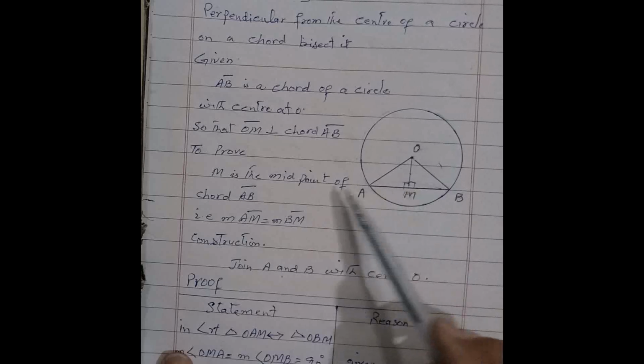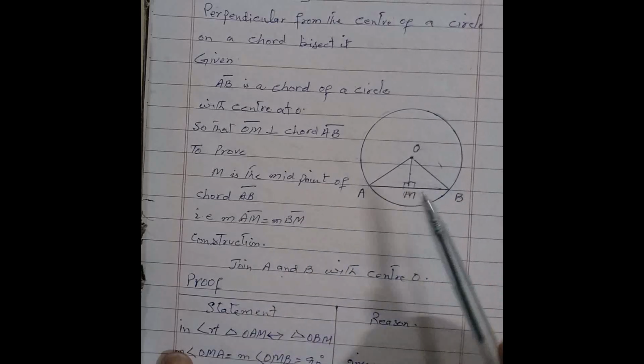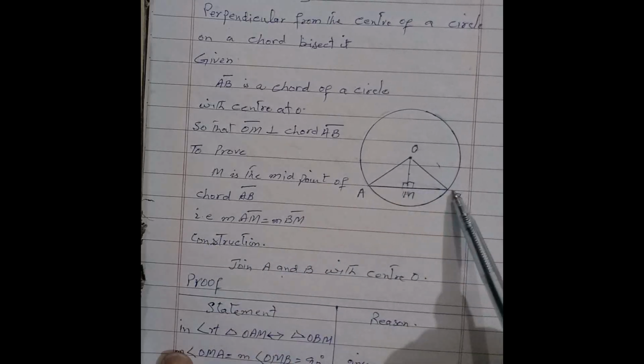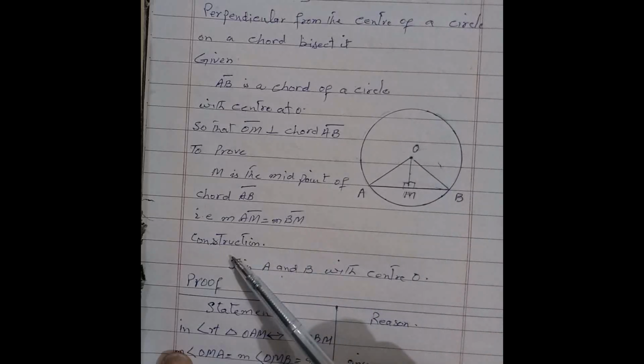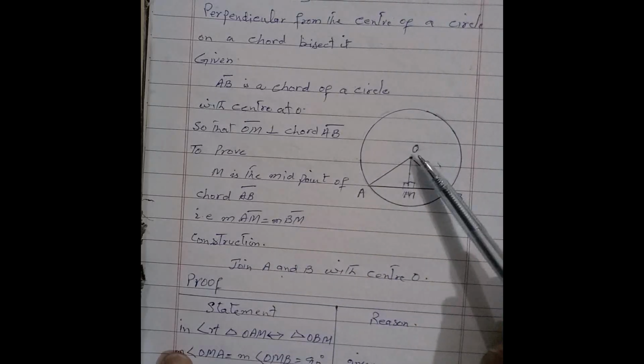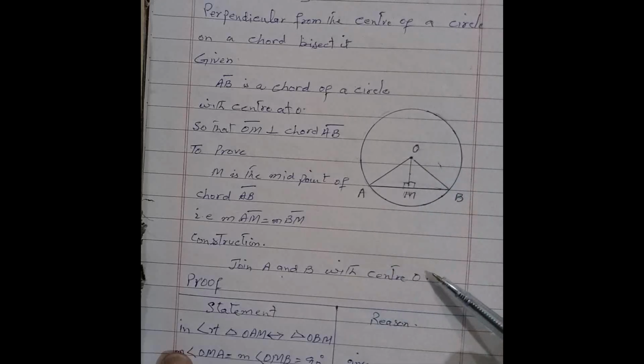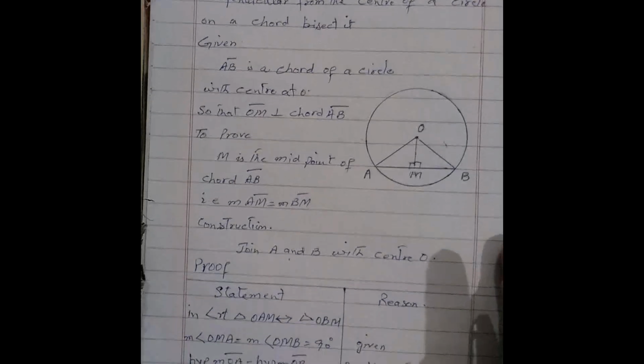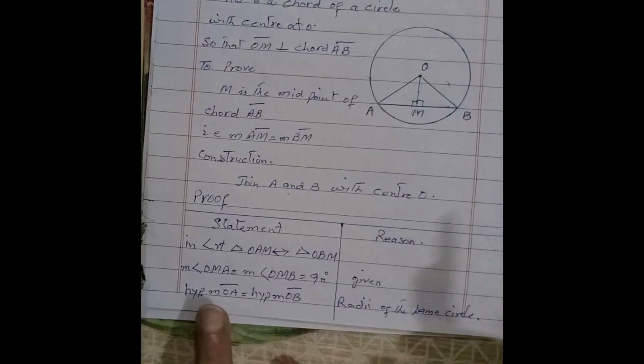To prove: M is the midpoint of the chord AB, that is AM is equal to BM. And the construction is: join A with O and B with O. Both A and B join with the center. And now we prove it.